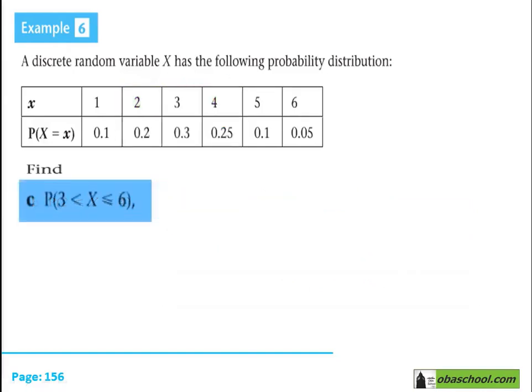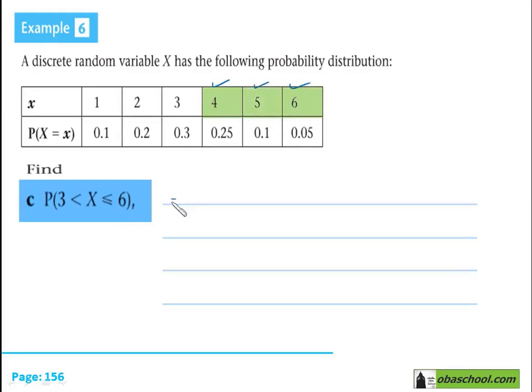Part C, probability of x bounded between x greater than 3 and less than or equal to 6. Notice that for the 3 we don't have equality, so we take the number that is greater than 3, which is 4. 6 has equality, so we take it and we take the number smaller than it. The values are 4, 5, 6. So probability of x equals to 4 plus probability of x equals to 5 plus probability of x equals to 6. Now we read the corresponding probabilities.